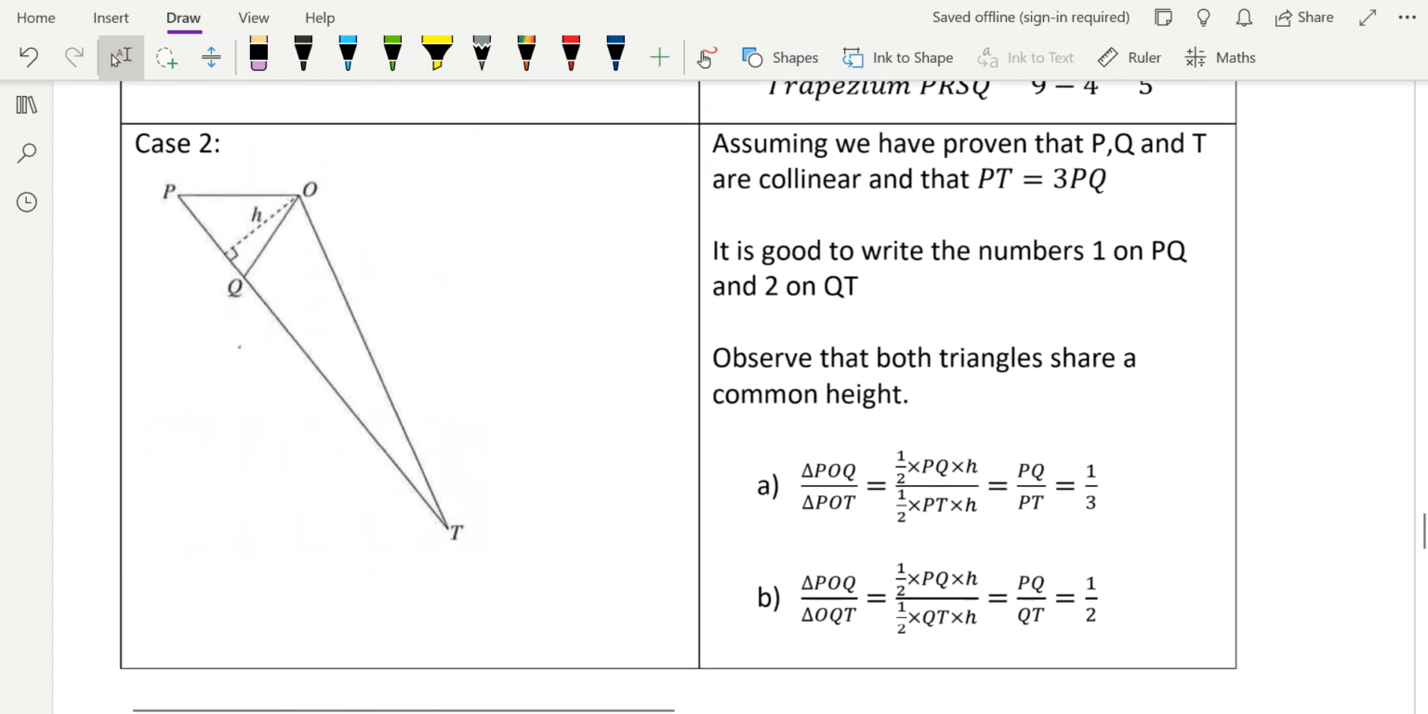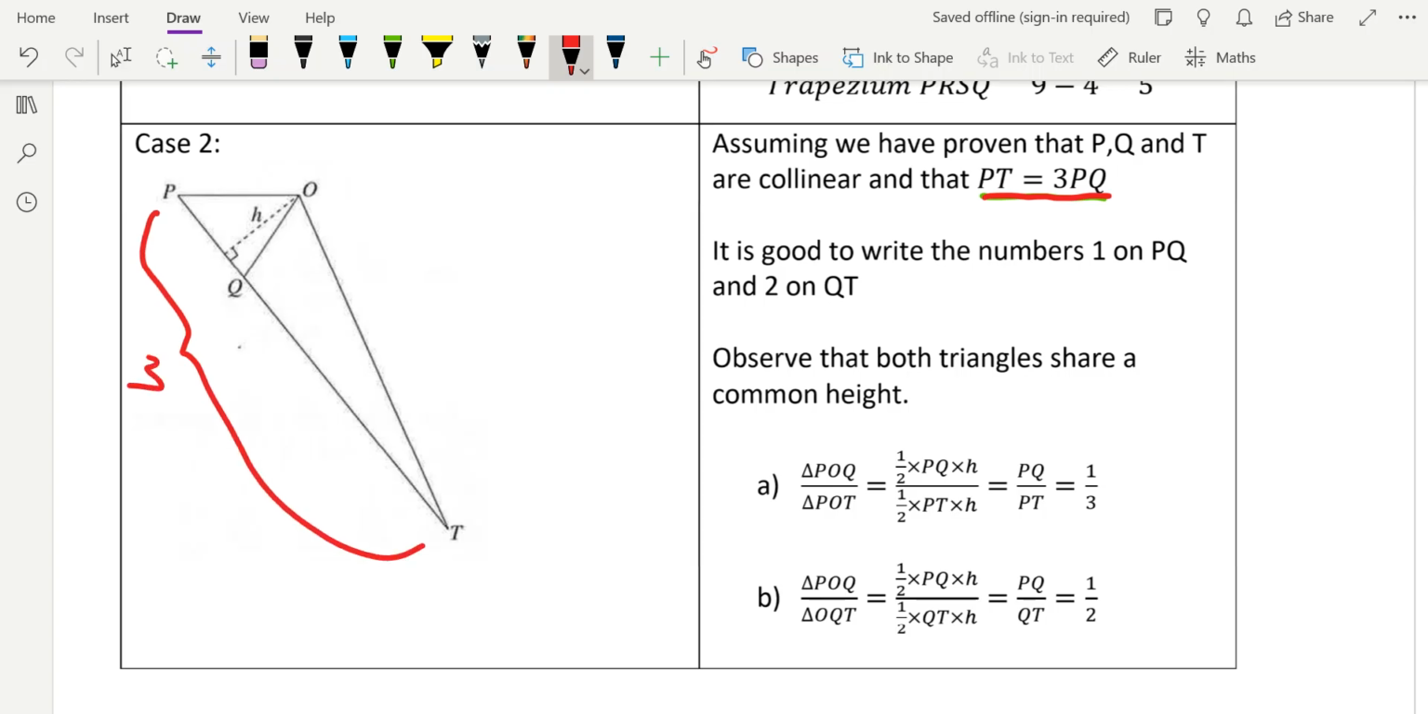Case 2 is they are not similar, okay, but you can see that they share a common height. PT is equal to 3 of PQ. Again, maybe this part of the question they will want you to prove. So I know that PT is 3. But seldom do we write the number 3 there. We will write 1 here and then 2 here.